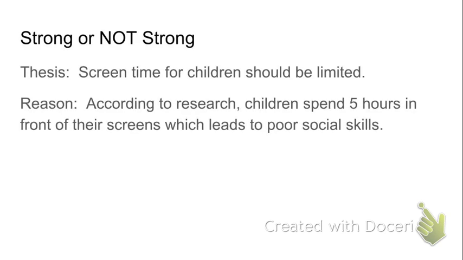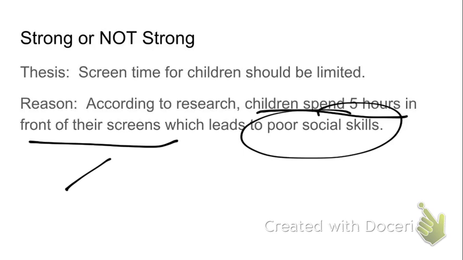So my next one is, according to research, children spend 5 hours in front of their screens, which leads to poor social skills. So this right here, I have two things going on in here. 5 hours in front of their screens, this is like evidence, but this right here is my reason. So I could say my category could just be social skills.